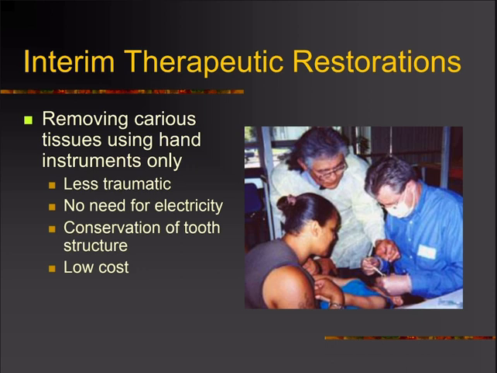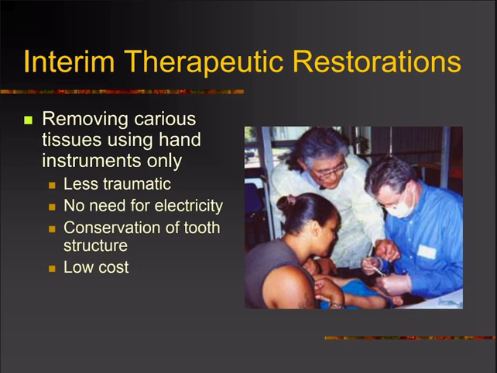Usually it is done on molars. Molars only face this issue. It is basically removing carious tissue using hand instruments only. So don't confuse this with ART. ART, atraumatic restorative treatment, also uses just hand instruments. Don't confuse interim therapeutic restorations with ART. ITR, or interim therapeutic restoration, is less traumatic. There is no need of electricity because you are using only a hand instrument.